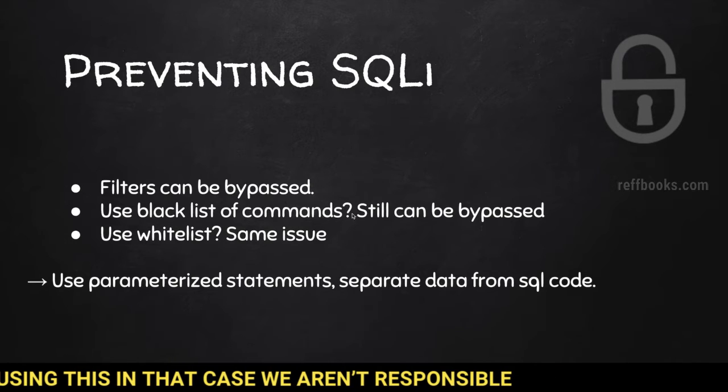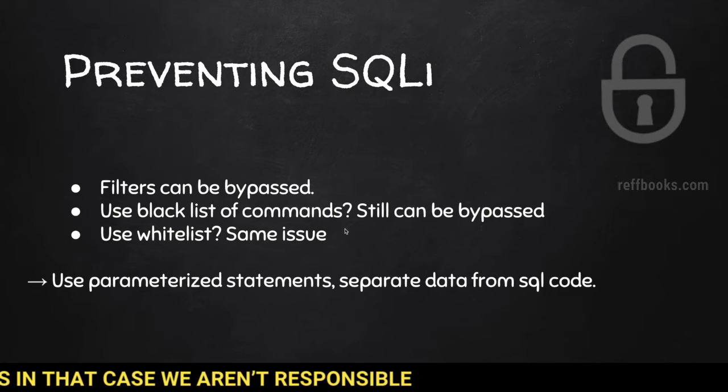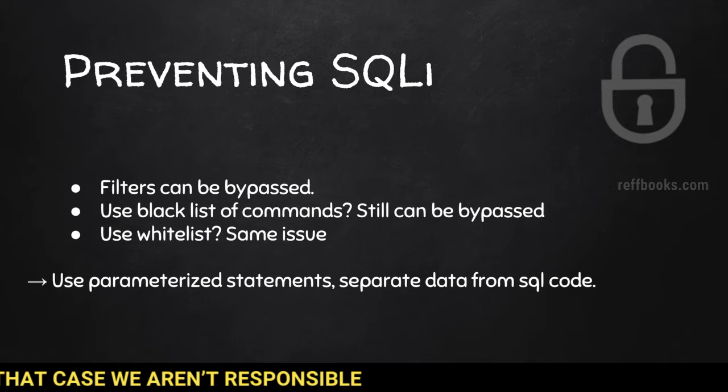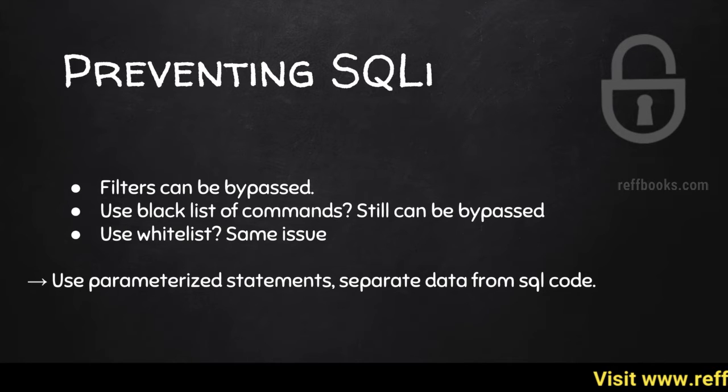Some programmers use a blacklist, so for example, they prevent the use of union, they prevent the use of insert and stuff like that. Again, it's not 100% secure, it can be bypassed. Using a whitelist has exactly the same issues as the blacklist. The best way to do it is to program your web application in a way that it does not allow code to be injected into it and then executed. So the best way to do that is to use parameterized statements where the data and the code is separated.